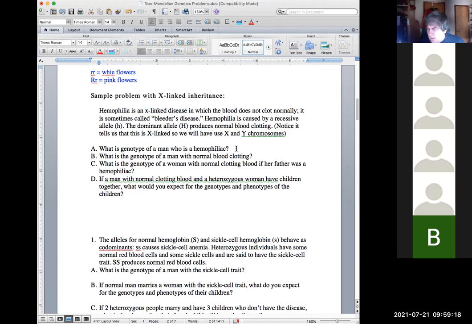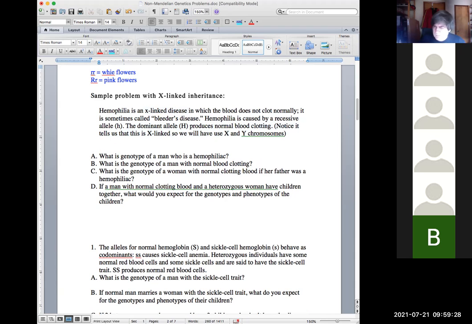So the dominant allele produces normal blood clotting. Okay, so the dominant allele here is going to be X big H. I think I'm going to need to make that font size bigger.